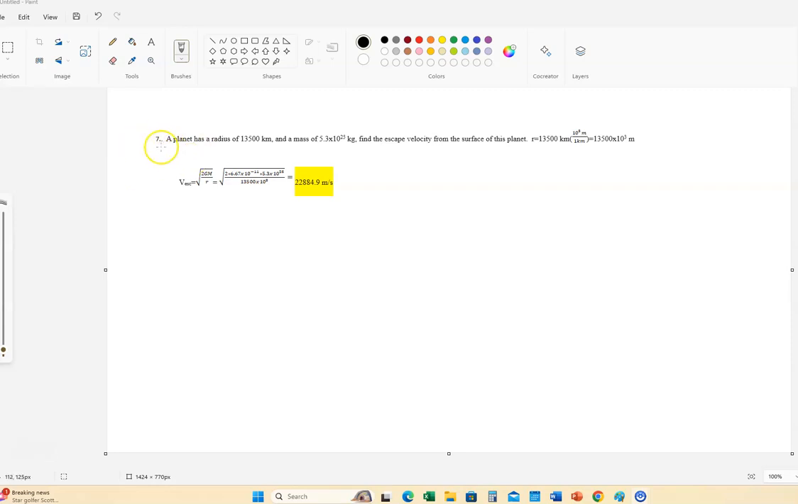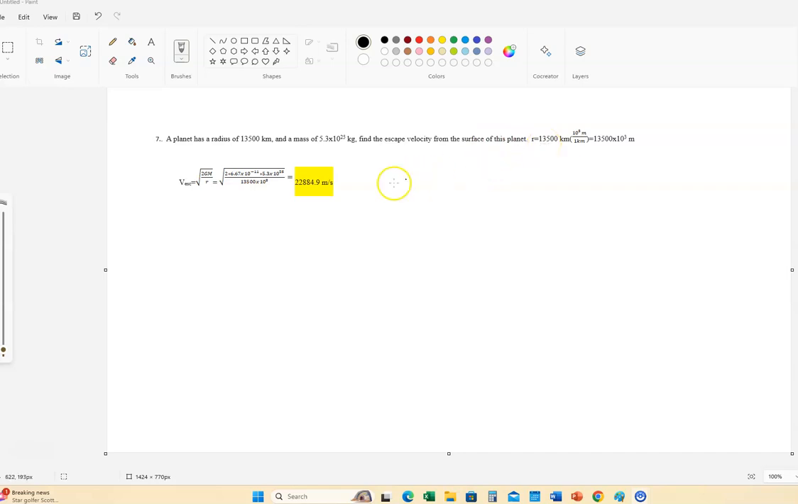All right, here's practice problem number 7. A planet has a radius of 13,500 kilometers and a mass of 5.3 times 10 to the 25th kilograms. Find the escape velocity from the surface of this planet.